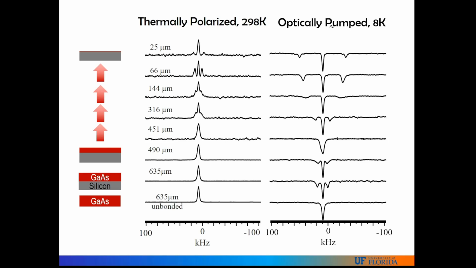So you see it's narrow again for the unbonded. We introduce some strain just by bonding it. Then it seems to be non-monotonic here. It seems to go down, and then you're not resolving here, and then it gets large again.